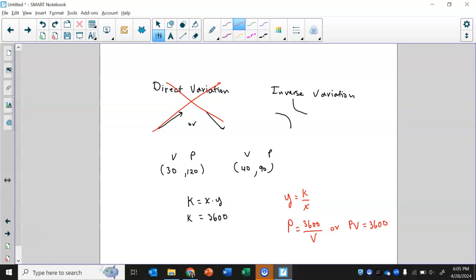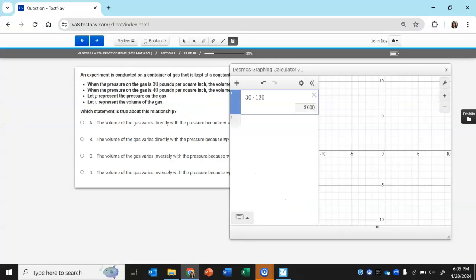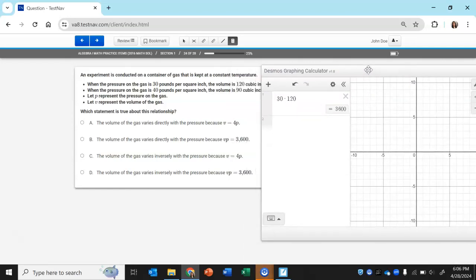I know it got a little complicated on this, but it is what it is, right? Maybe I'll show a different way to do it. But anyway, first of all, it's inverse variation, and then VP is 3,600. So volume times pressure I got was 3,600. Even if I do 40 times 90, it's also 3,600 since it's a constant. That's how you would do this problem. You just have to analyze how the numbers are working.